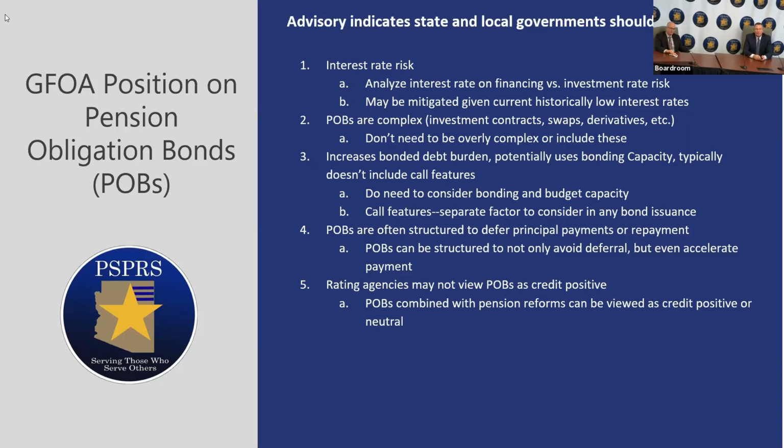Now, the other thing that GFOA pointed out is that pension obligation bonds are complex. Often, many involve investment contracts, swaps, derivatives. But you don't need to involve those types of things in your particular financing. Those are separate decisions that you can make. They point out that it increases your debt burden and utilizes some of your bonding capacity. Certainly considerations you need to make with any type of bonding. That's no different than any other type of financing, right?